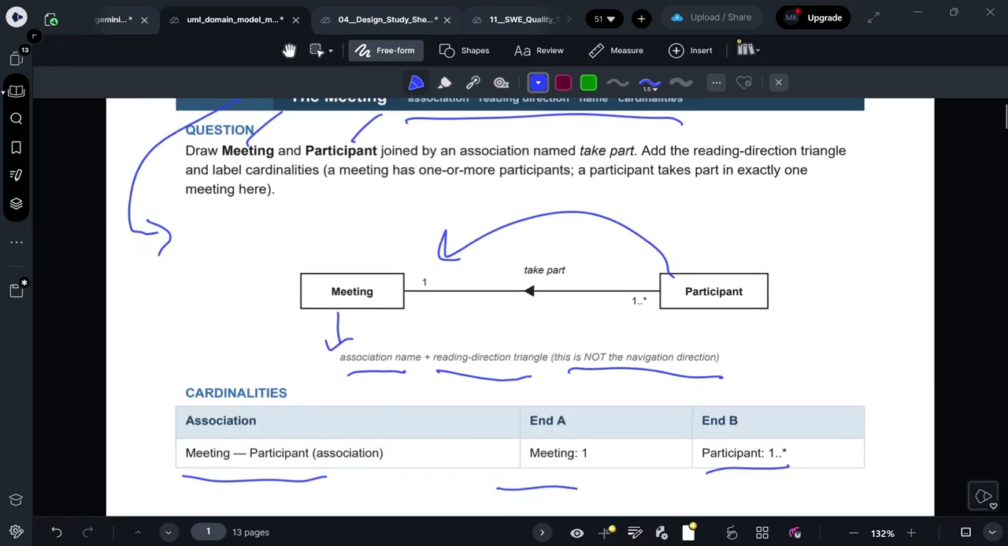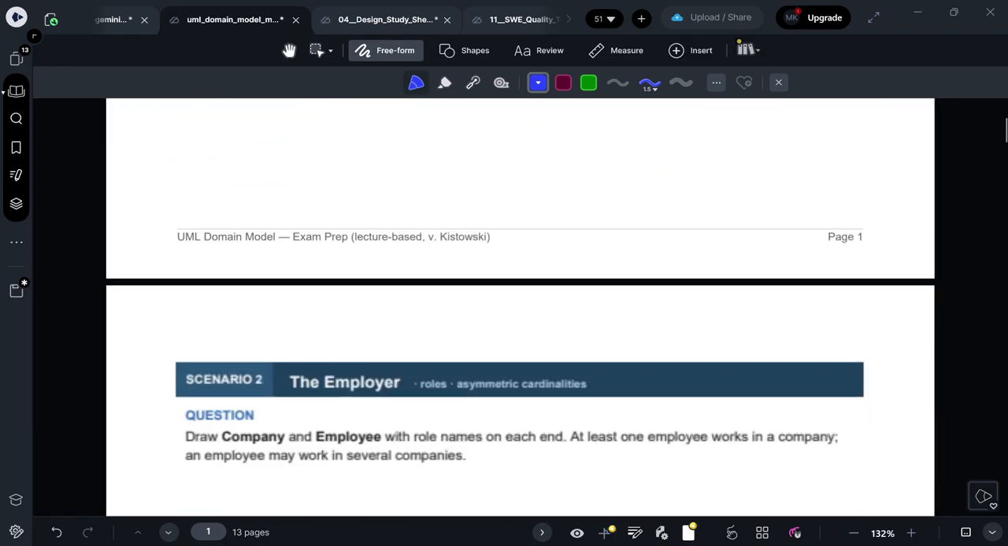So we know that participant is joined by an association, a participant takes part in exactly one meeting. With zero participants there is no meeting. There needs to be at least one participant. A meeting can have one to many participants, and there is one meeting going here. Draw meeting joined by association takes part. So meeting takes part with one or up to many participants.